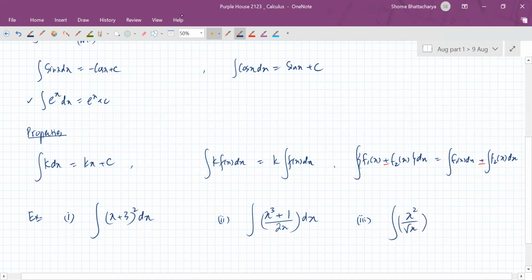Sir, in the third formula, you have used plus minus both. Yeah, see, if the sign between the two functions f1 and f2 is positive, then after doing the integration also we'll add these two terms. If the sign is negative, then we'll subtract these two terms. Understood now? Okay, sir.